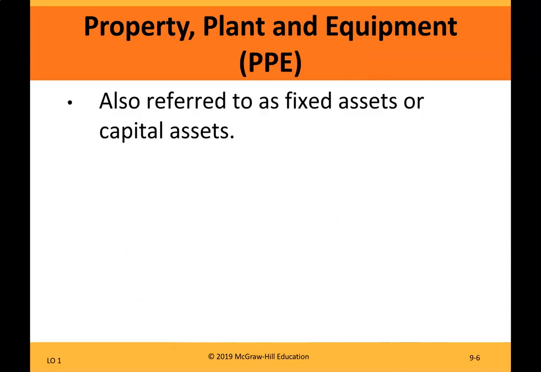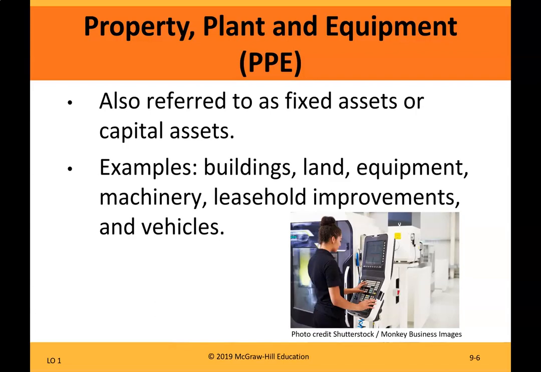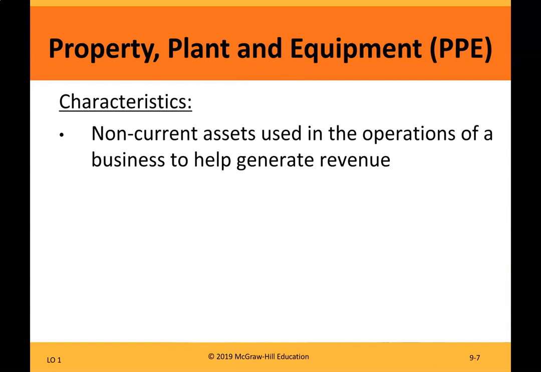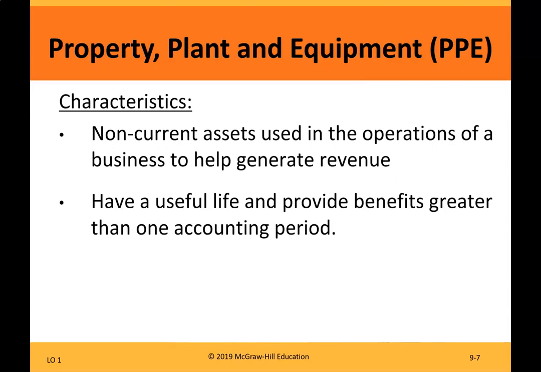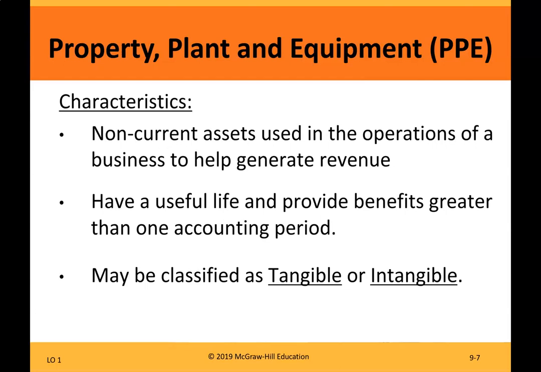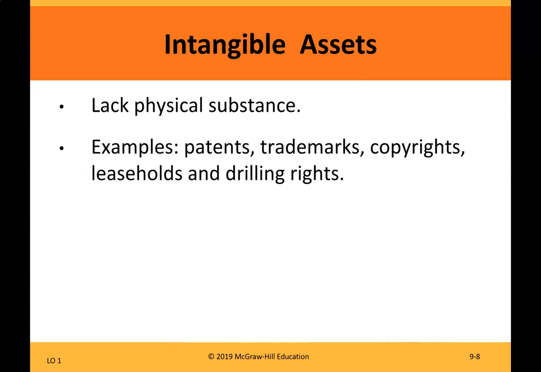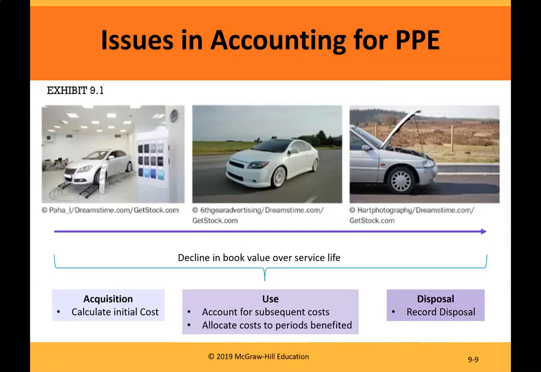Property, plant, and equipment, also referred to as fixed assets or capital assets. Examples: buildings, land, equipment, machinery, leasehold improvements, and vehicles. Characteristics: non-current assets used in the operations of a business to help generate revenue. Have a useful life and provide benefits greater than one accounting period. May be classified as tangible or intangible. Intangible assets lack physical substance. Examples: patents, trademarks, copyrights, leaseholds, and drilling rights.